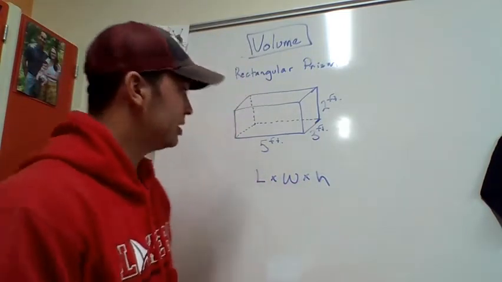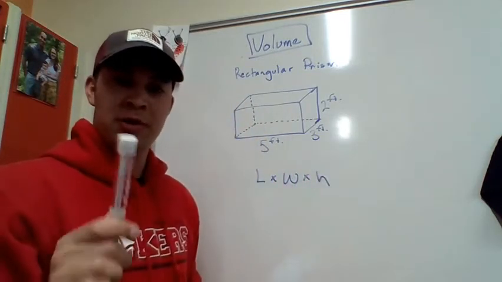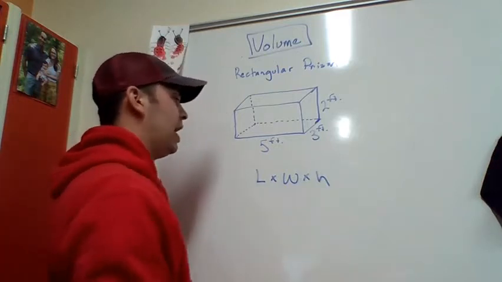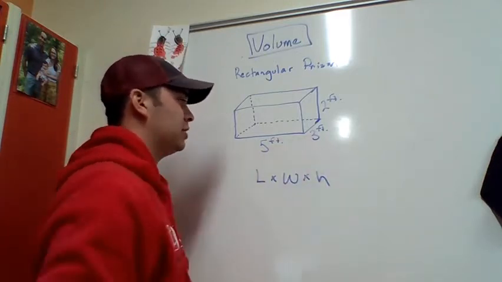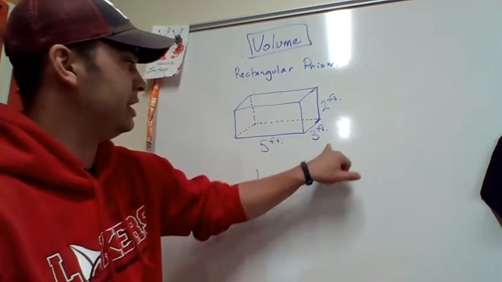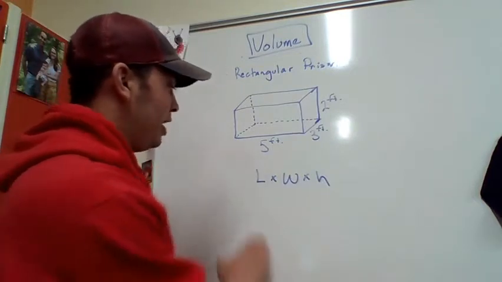But to start, we have our rectangular prism here. Notice the beautiful drawing. Mr. Bergman is a very good artist sometimes. But we have, like I said, a rectangular prism. Our length right here, we have our measurements 5 feet. Our width is 3 feet. And our height is 2 feet. Now, when we look at that, we have our equation right here.